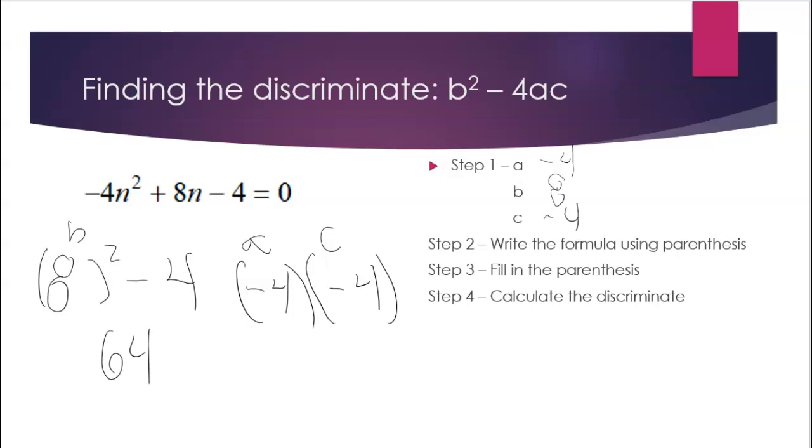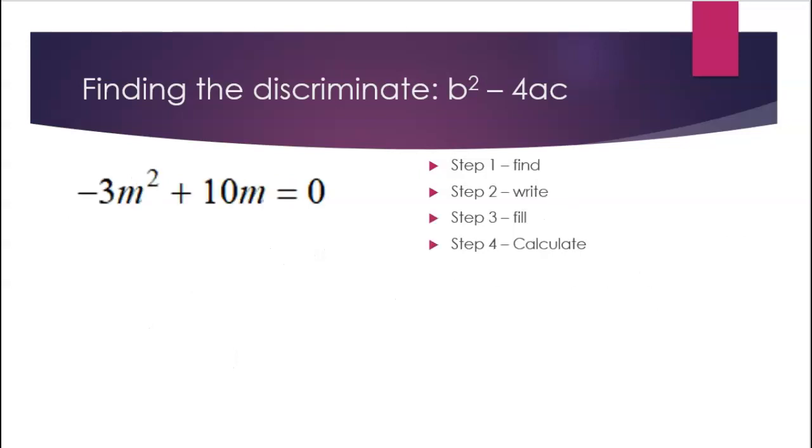Negative 4 times negative 4 is positive 16. Positive 16 times negative 4 is negative 64. 64 minus 64 is 0. The discriminant to this quadratic equation is 0. That's all we're looking for right now. Okay, last one, and then you're going to do a little bit of practice, right?